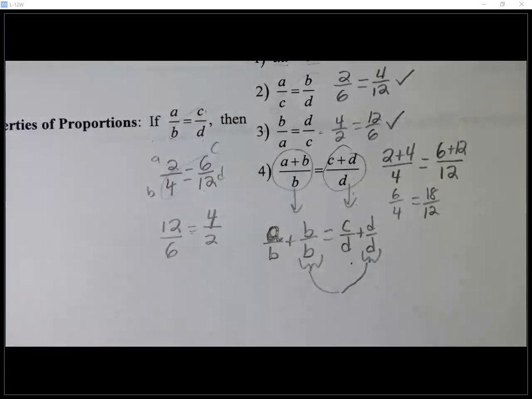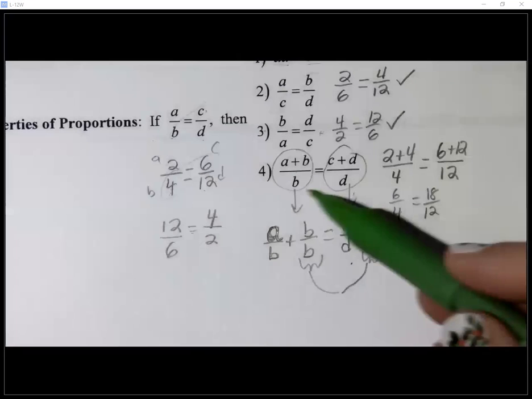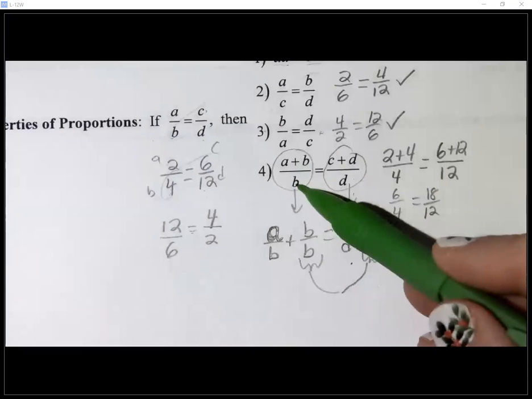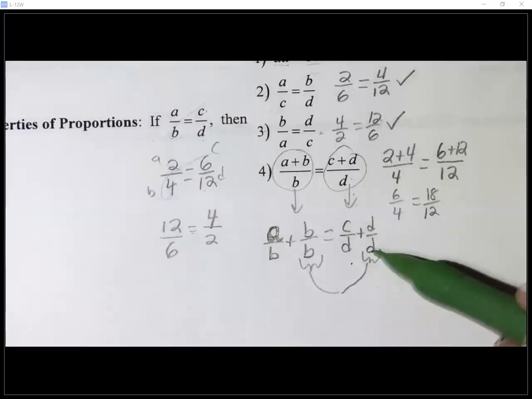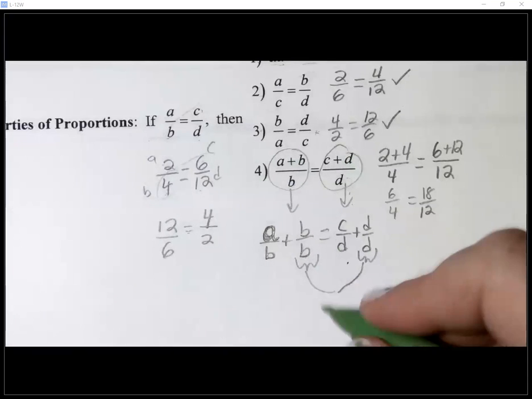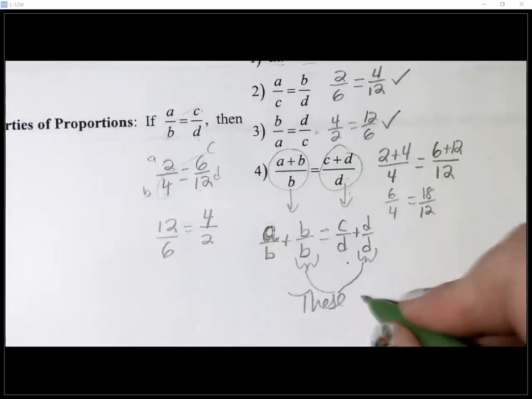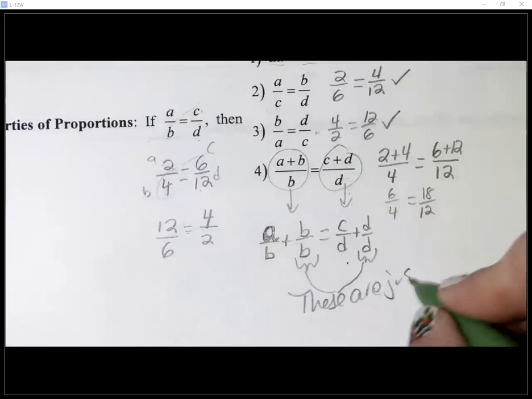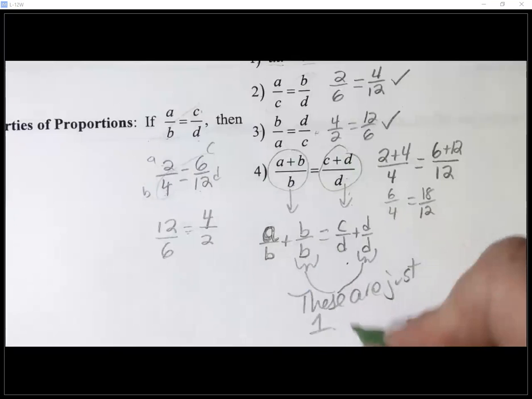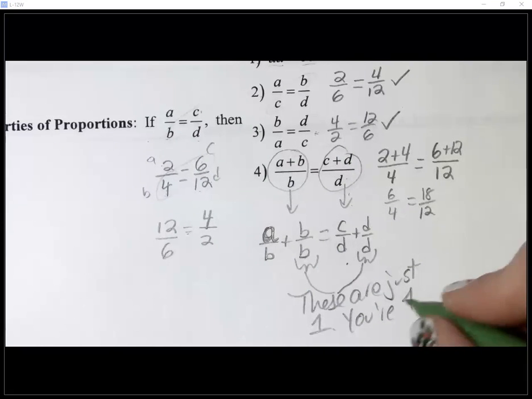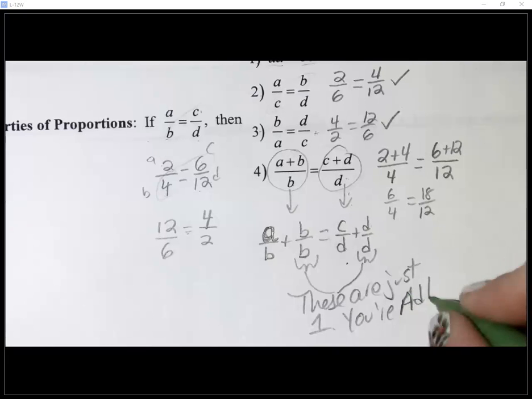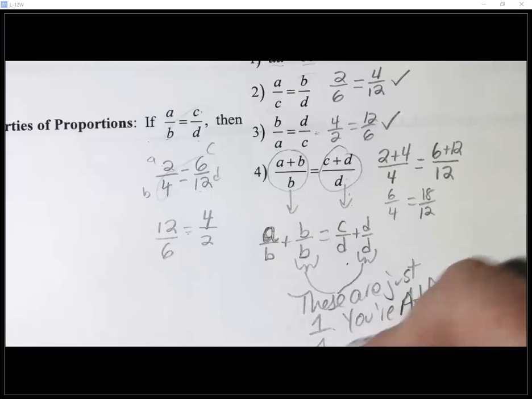But if you add it in a smart way, right? If I add whatever my denominator is here, so instead of just adding 1, I can add B over B. Instead of adding D, I can add D over D. And then it turns into this. So these are just 1. You're adding 1 to both sides.